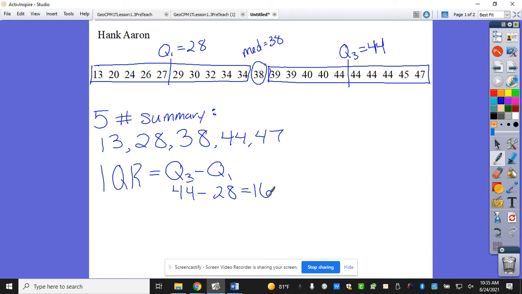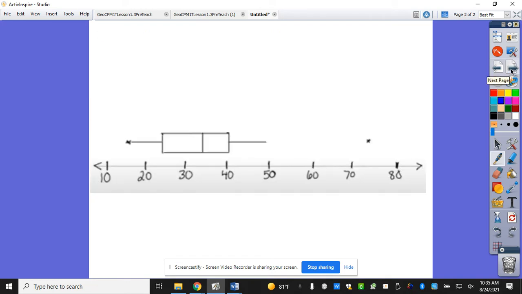So I've got my 5-number summary. I could, for the most part, graph, but I need to check and make sure for outliers. What do I write next? Q1 minus 1.5 times IQR. So now I'm just filling in. My Q1 is?